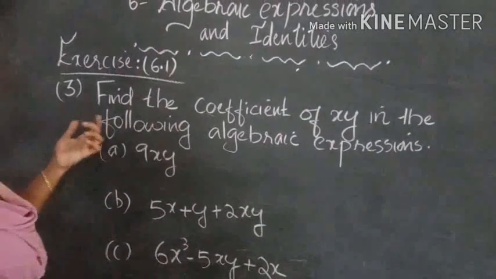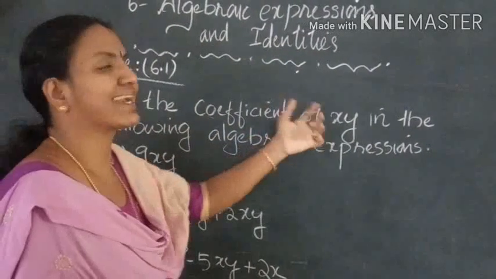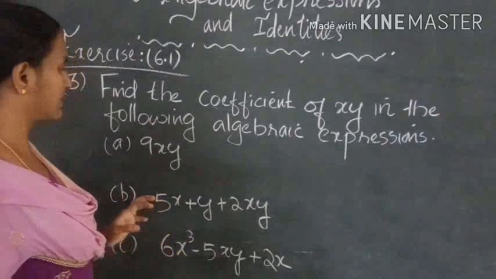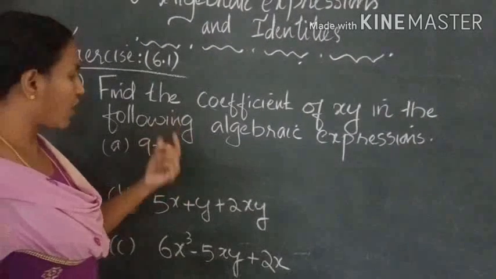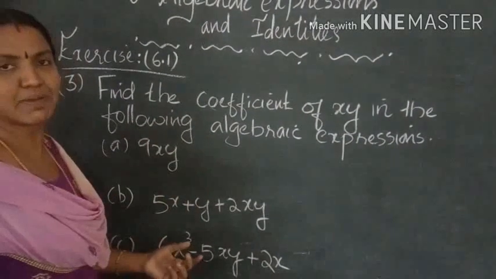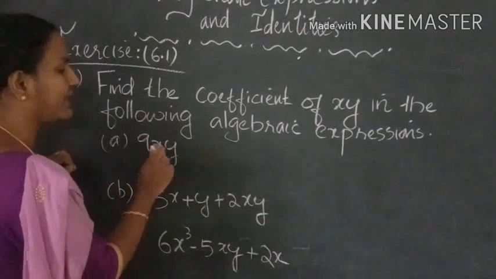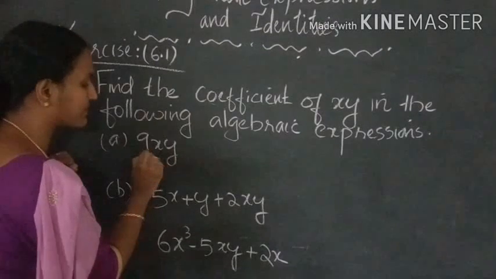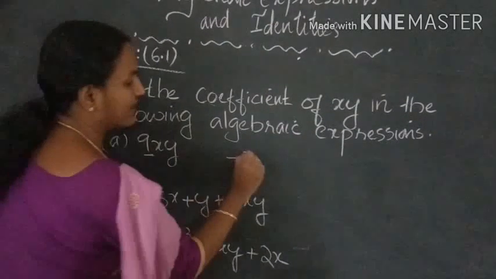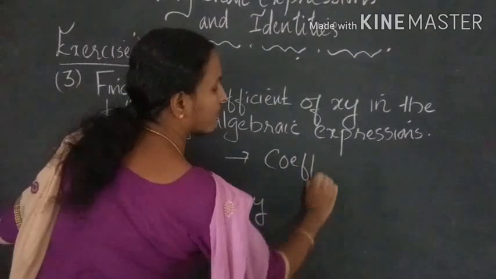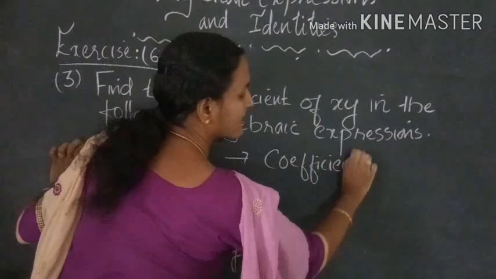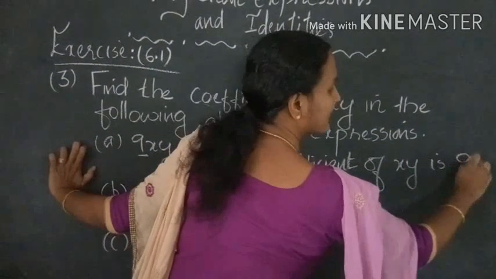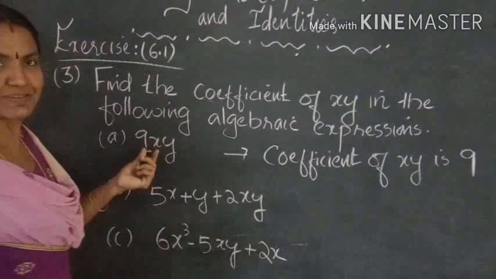Next, question number 3. Find the coefficient of xy in the following algebraic expressions. We have to find out the coefficient of xy in these algebraic expressions. The first one, 9xy. The coefficient of xy is 9. 9 means plus 9.